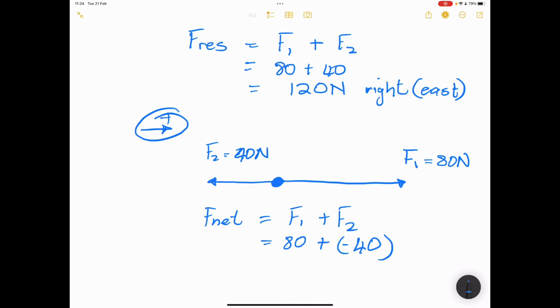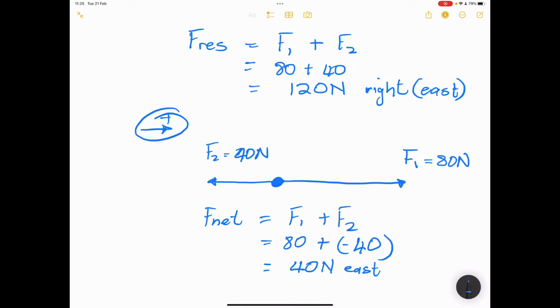Because remember, if we said eastwards is positive, then it would simply mean the opposite direction is negative, right? So therefore it means that in this case it's 80 plus a negative 40, and that would give us 40 newtons, positive 40 newtons. So we know that the resultant in this case is 40 newtons, but in which direction? It would also be to the east.